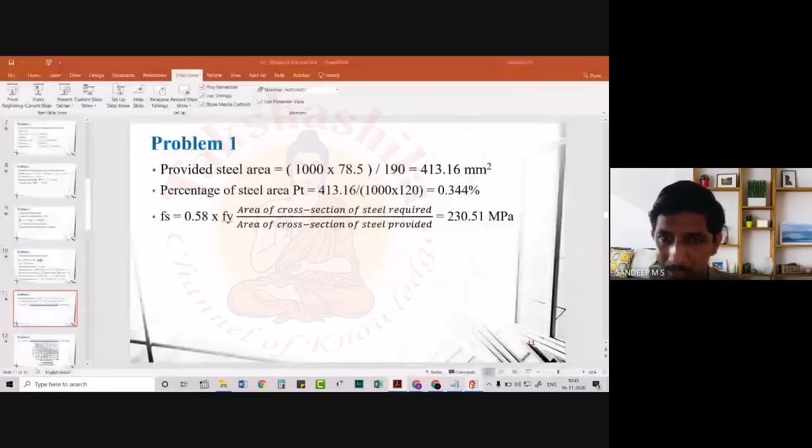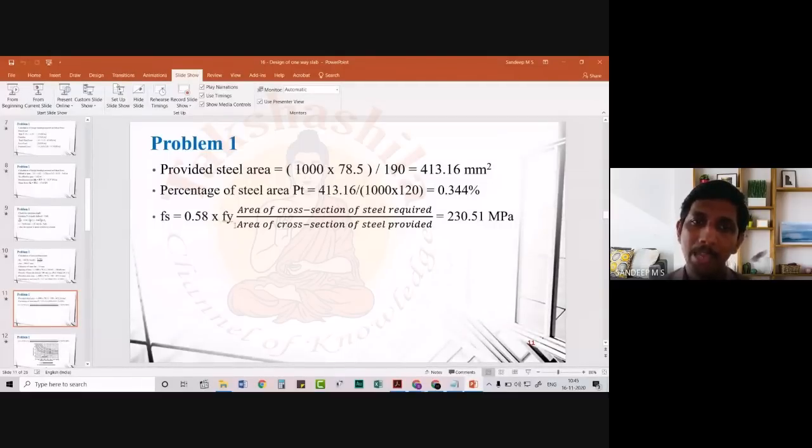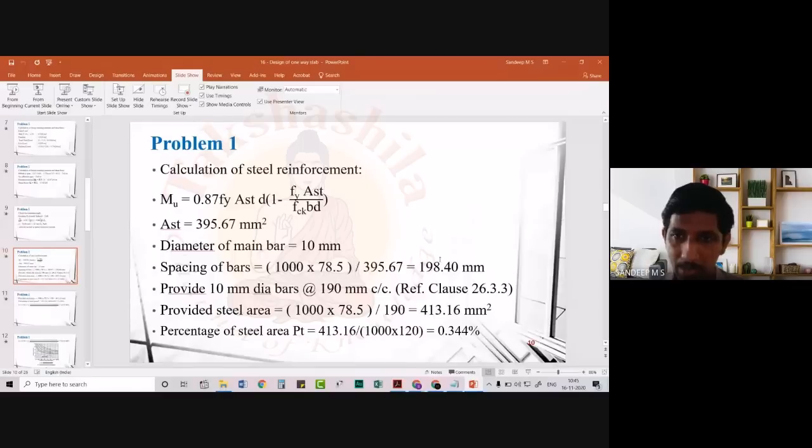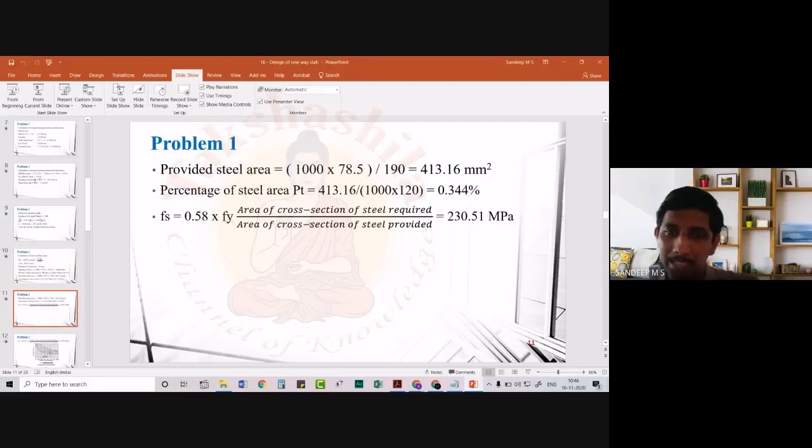So let's firstly go back to our slide. So we are just calculating the value of Fs. Fs is equal to 0.58 into Fy into area of cross section of steel required by area of cross section of steel provided. So this is the amount of steel that we have provided. So based on the previous value, your area of cross section will be Ast. This Ast divided by B into D, that is 1000 into 120. So that will give the actual required area, and this revised area divided by 1000 into 120, that is 0.344, will give you the area actually provided.